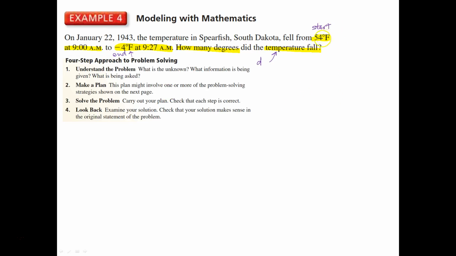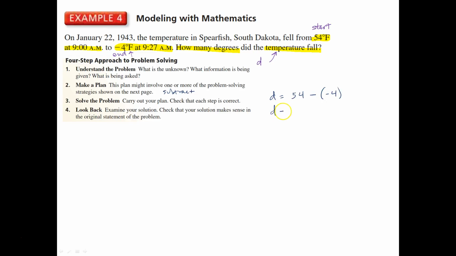So we need to subtract 54 and -4. And so how many did they fall? So basically it's just going to see how many places on a number line it moved. So we're going to subtract. Let's do it. D equals 54 minus -4.